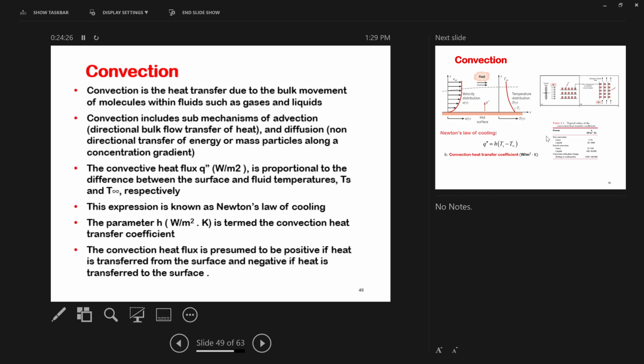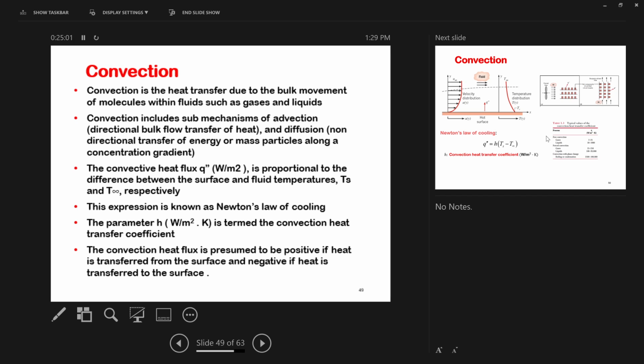And using Newton's law of cooling, we can calculate the heat flux, which, again, we have a sign convention for. This heat flux will be positive if the heat is transferred from the surface to the fluid, meaning that the surface has a higher temperature, so you're essentially heating your fluid, and it's going to be negative if your surface is cooling the fluid. So essentially the heat is being transferred from the fluid to the surface.